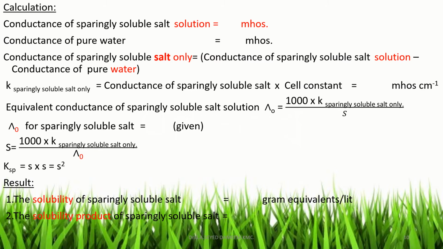divided by lambda 0, that is the equivalent conductance at infinite dilution, which is determined by simply adding the ionic conductances of the ions of the sparingly soluble salt. On substituting the lambda 0 value, we can calculate solubility and the square of solubility, that is the solubility product, and the result of the experiment. One is the solubility of the sparingly soluble salt. Another one is the solubility product of sparingly soluble salts like AgCl, AgI, barium sulfate, etc.